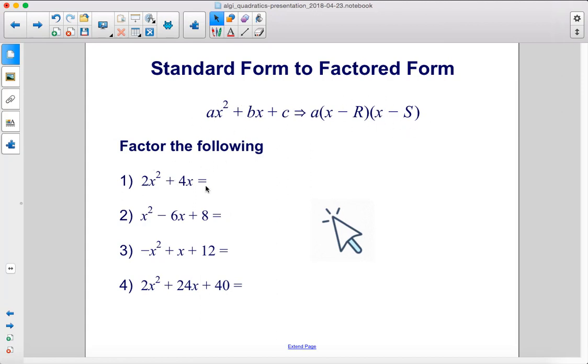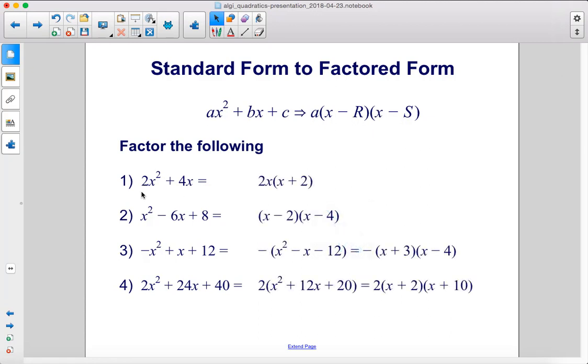Factor the following. Here, we can take a 2x out of each term and put it out front, and that leaves us with x plus 2. Here, we can factor this into x minus 2 times x minus 4. Here, first we factor out the negative sign, just because we like working with a positive x squared term, and then factor it into x plus 3 times x minus 4. And here we can take a 2 out in the beginning, just to make our lives a little easier when we're factoring this polynomial into x plus 2 times x plus 10.